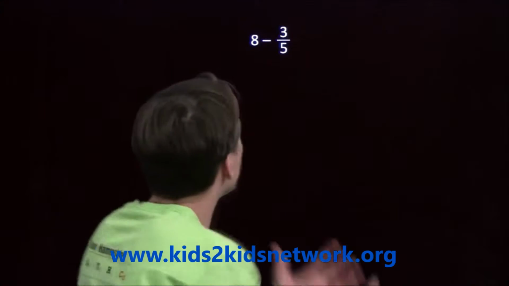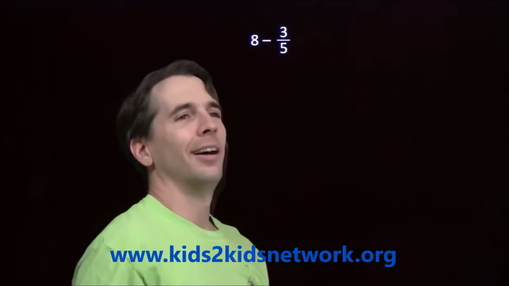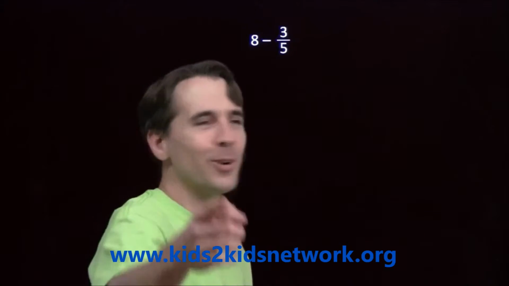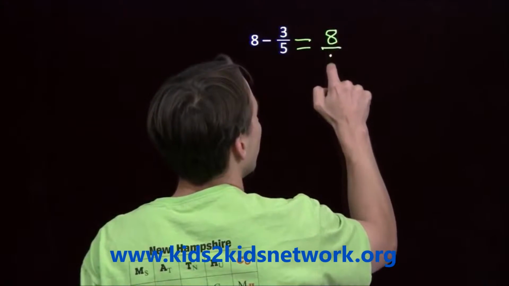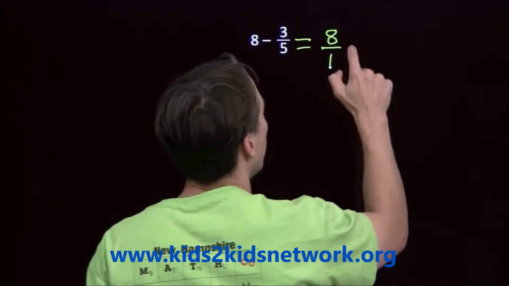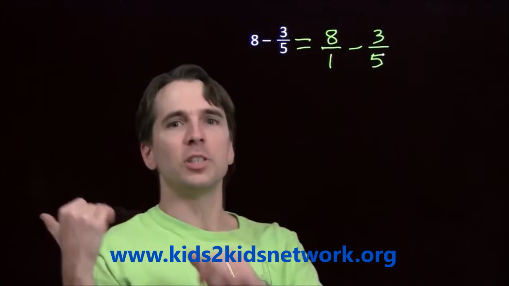Denominator's entirely gone. There's no denominator there. What are we going to do with that? I know what to do. Yeah, that's right. An integer is just a fraction with denominator 1. The 8 is just 8 over 1. And now we can just use that same strategy we just used.